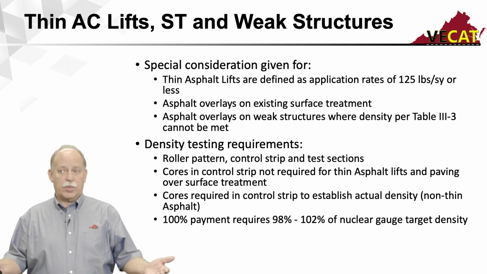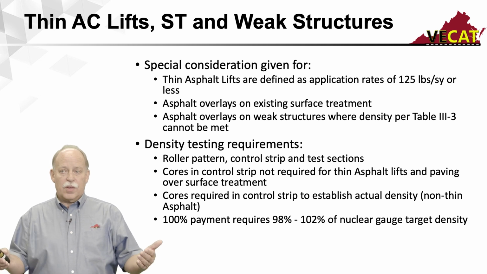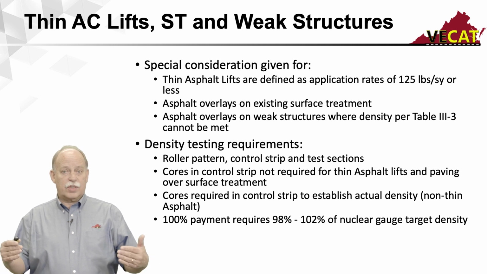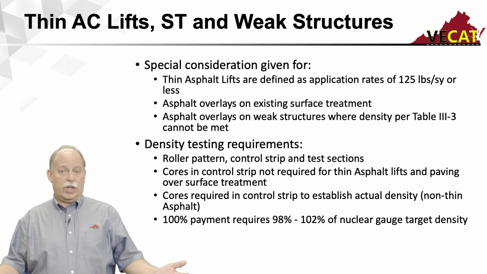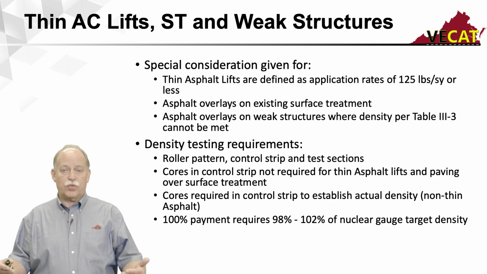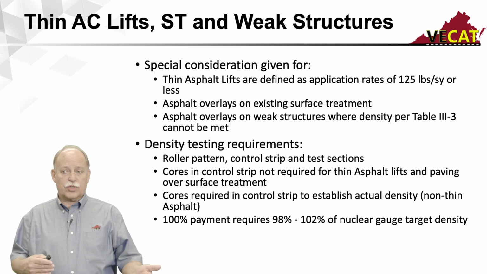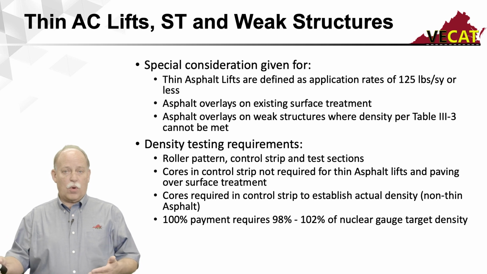So if you're doing density requirements, roller pattern, control strip, and test sections, like I talked about a minute ago, those are required for all paving operations where you have some sort of structure in place. So if I have a weak structure, I got to first determine that it is weak, right? So you want to make sure that you've truly got a weak structure. You've gone through your roller pattern, you've gone through a control strip, you're trying to get density, but you're unable to get that density. So in that case, if you determine that that is a weak structure, cores are not required for, again, for those thin lifts or for surface treatments.